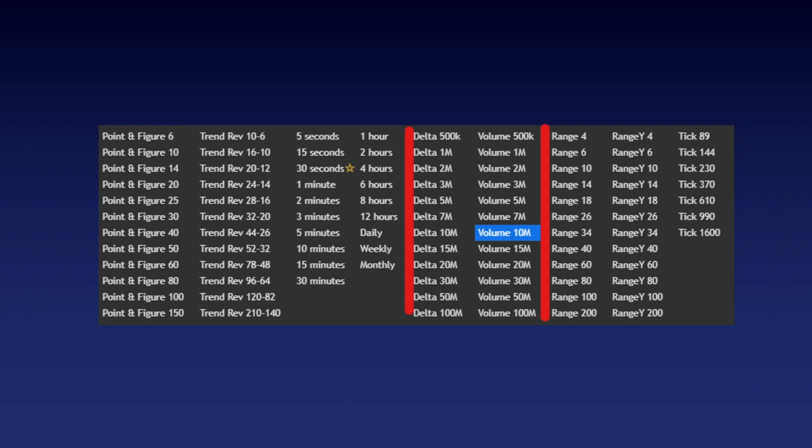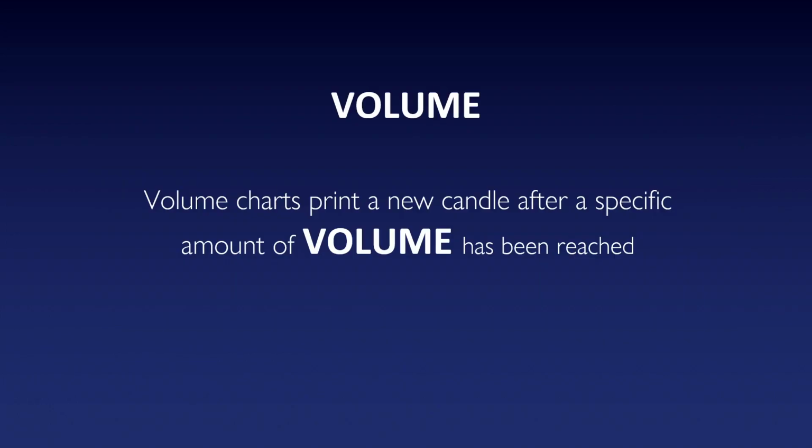So let me go over it. Let's start off with the volume chart then. The volume chart is, like I said, fairly simple, but incredibly useful.